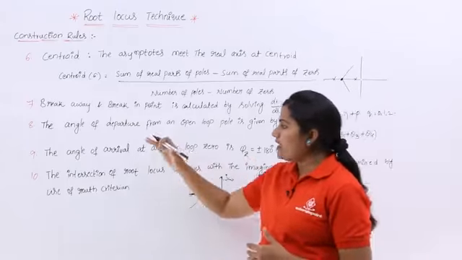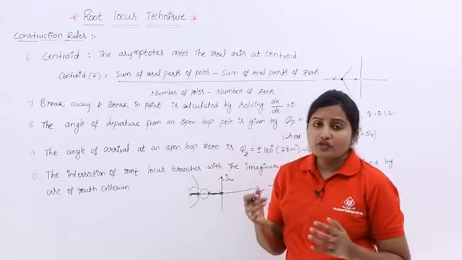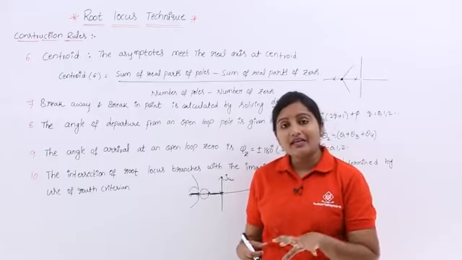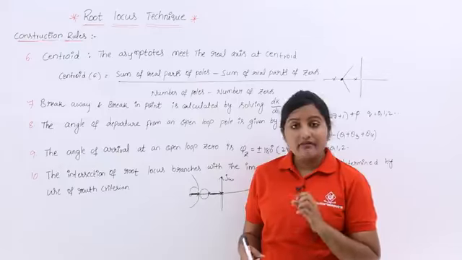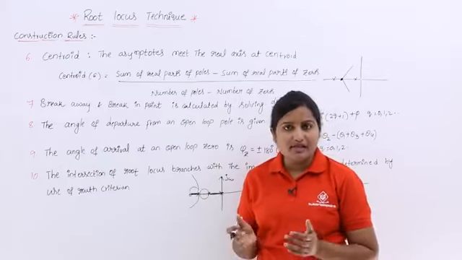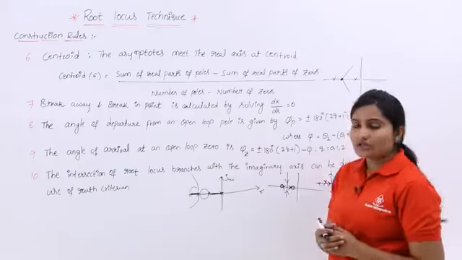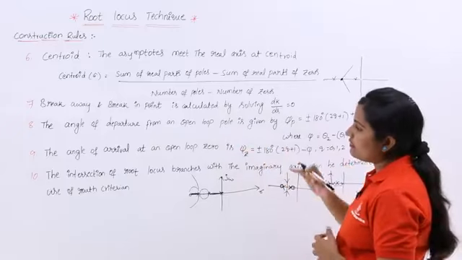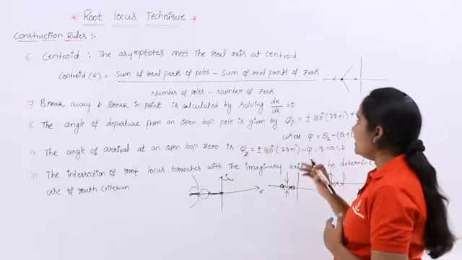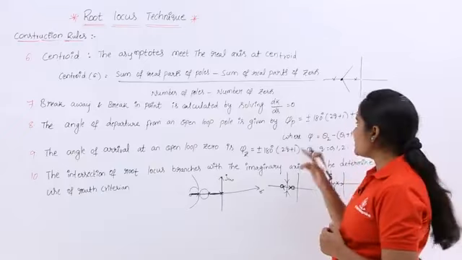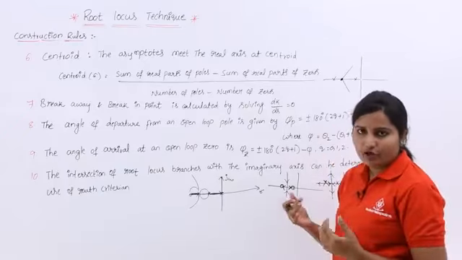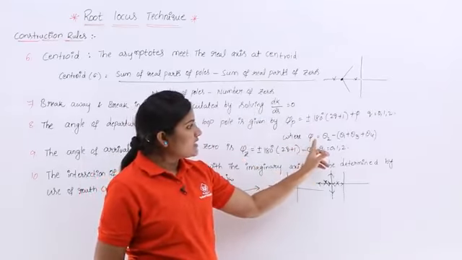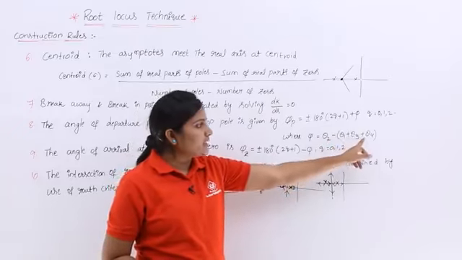Now the angle of departure and angle of arrival. We get the angle of departure and angle of arrival whenever you have imaginary poles or zeros. Here the angle of departure from an open loop pole is given by phi p equals plus or minus 180 degrees into (2q plus 1) plus phi, where q equals 0, 1, 2, 3 and so on. And here phi equals theta 2 minus theta 1 plus theta 3 plus theta 4.